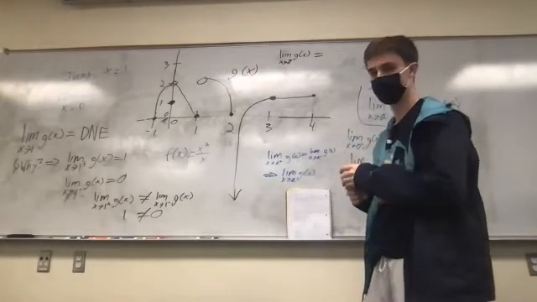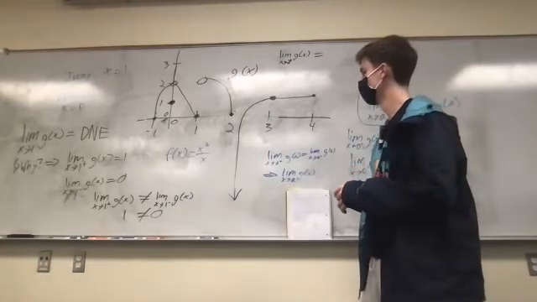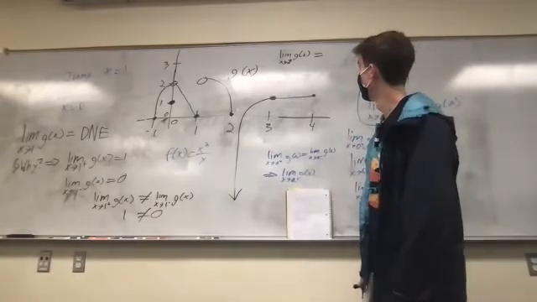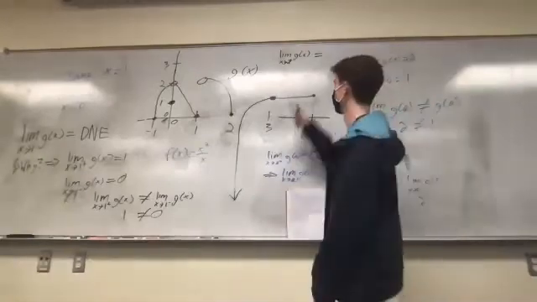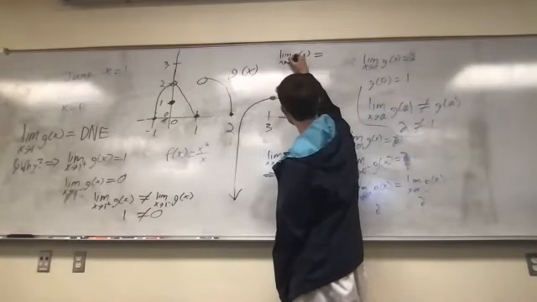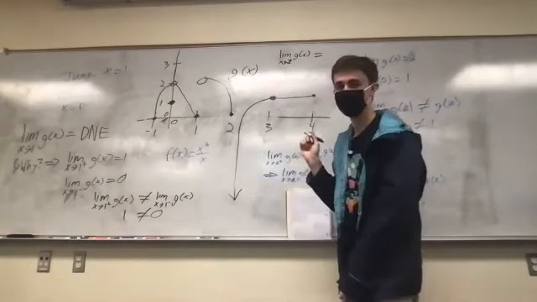Wait, is it x approaches 7? What'd you say? Wait, does that say as x approaches 7? 2, sorry. 2? Okay, no, you're good. Okay. Would that just be negative infinity?